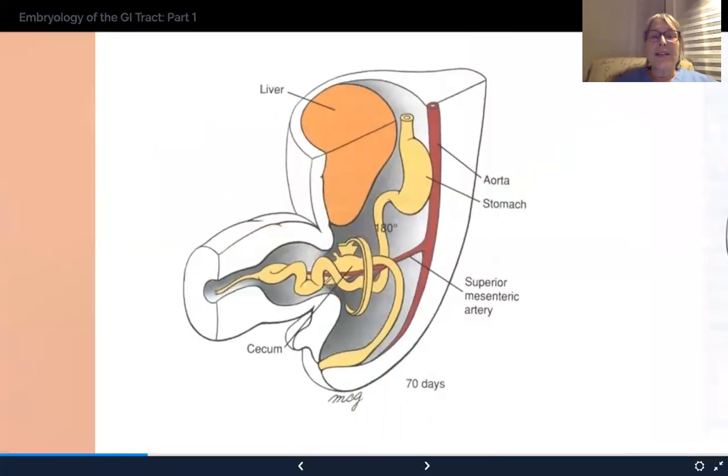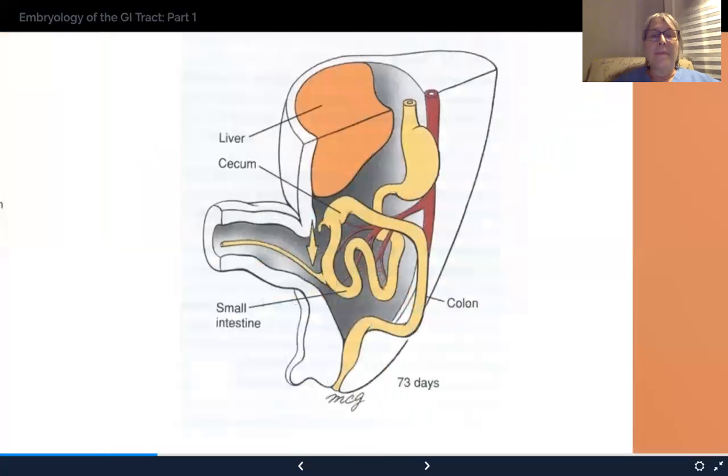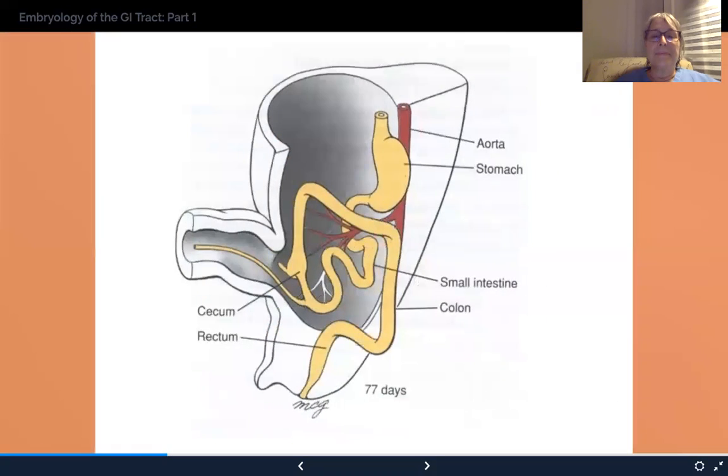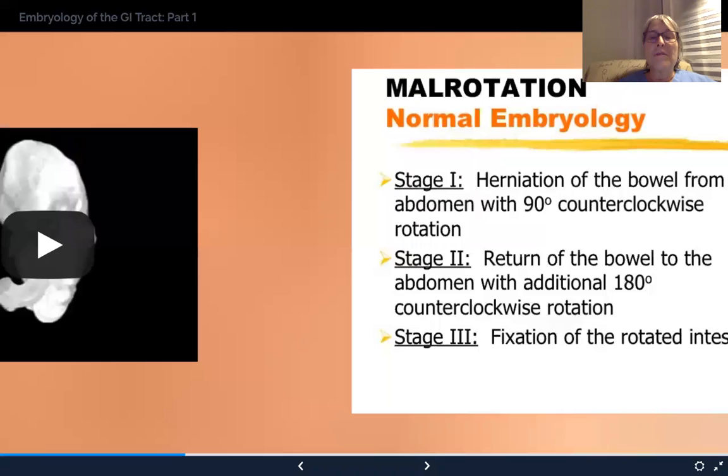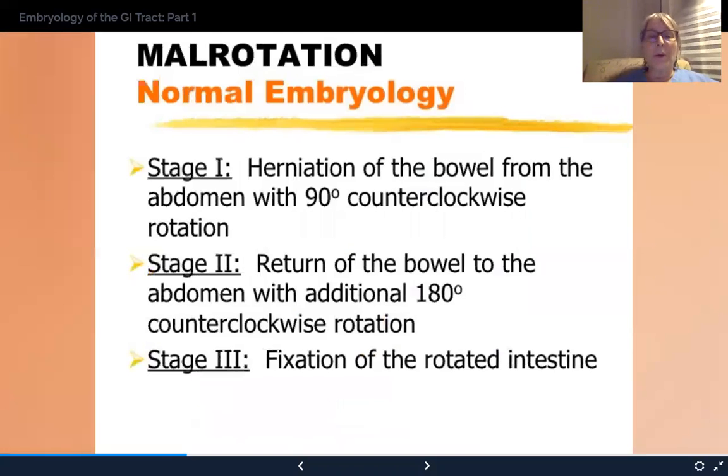So here's the pictures again. So here's the 180 degrees returning to the abdomen. And then just a little more to get everything completely in place where it should be, so that the appendix and cecum is a little more inferior. Now I'm not gonna play this. This is a video, but I will send you a link to it because it's a pretty good one.